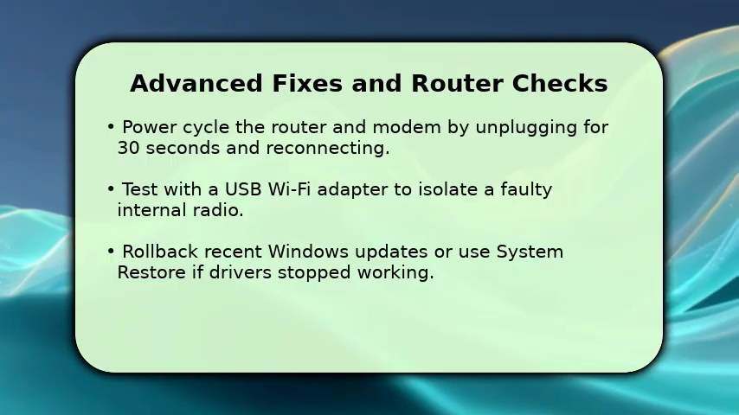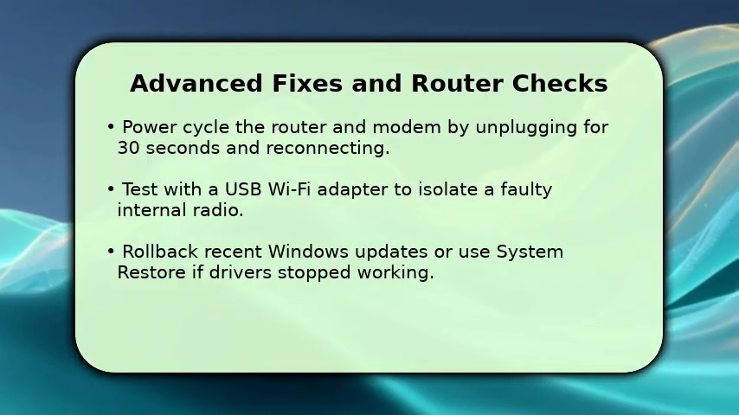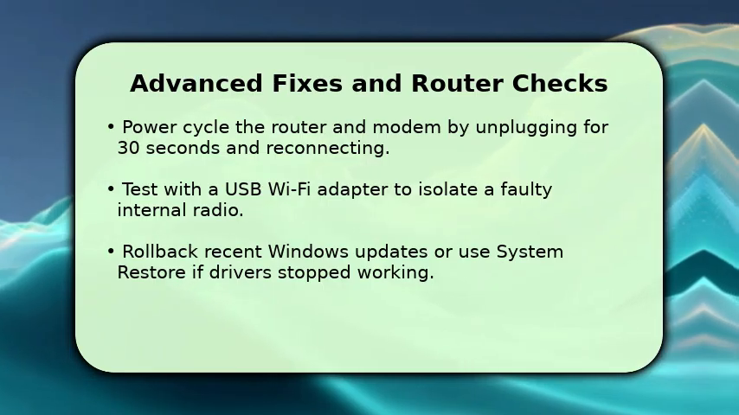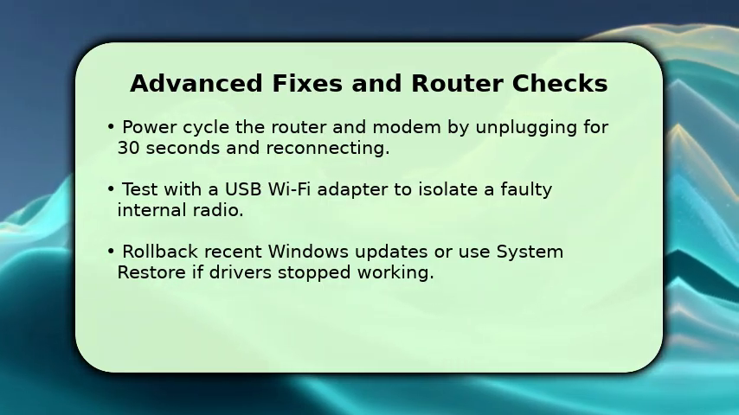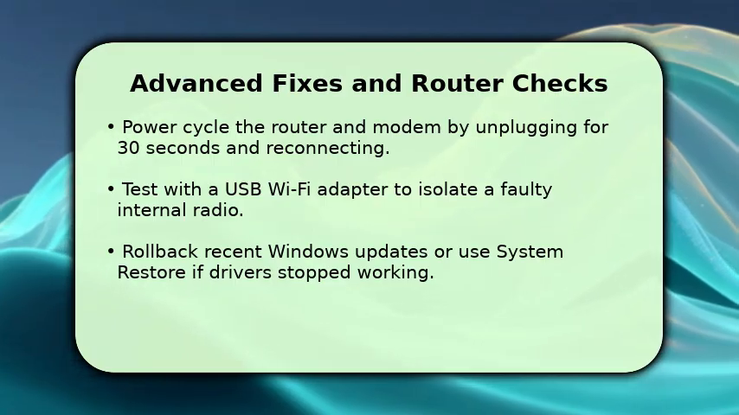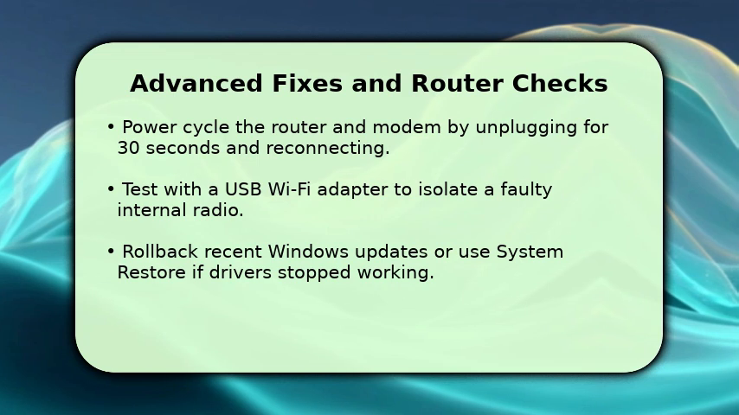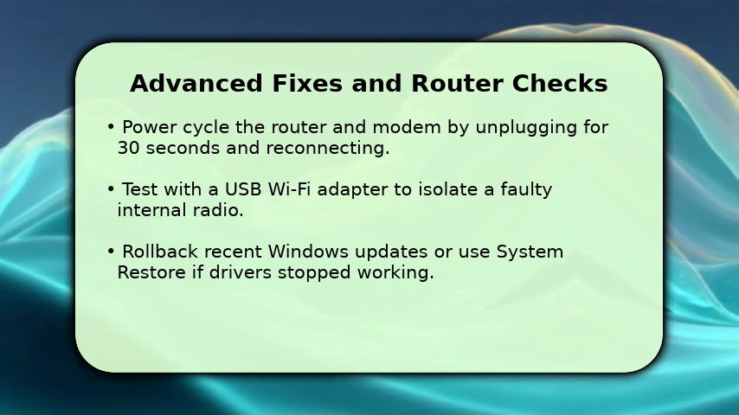Power cycle the router and modem by unplugging them for 30 seconds, then reconnect. Log into the router admin page to confirm SSID broadcasting and 2.4 GHz or 5 GHz channel settings. Test connectivity with a USB Wi-Fi adapter to isolate a faulty internal radio.